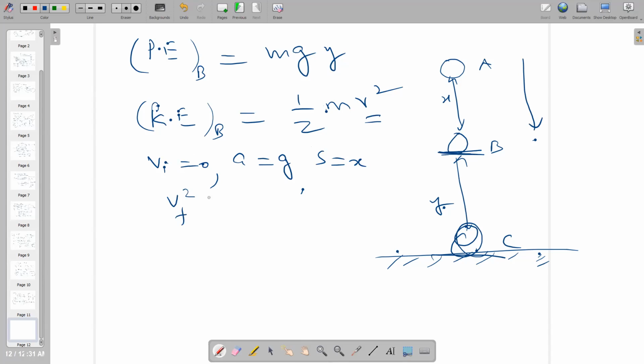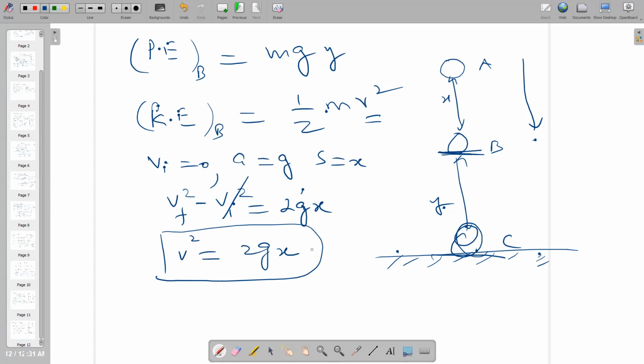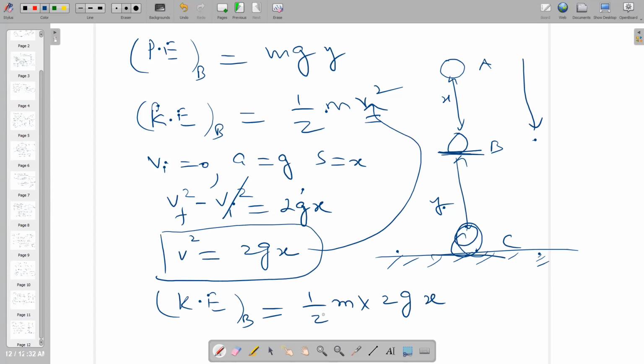So what will be the velocity at point B? Vf square minus Vi square is equal to 2ax, or 2gx. Vi is 0, so Vf is v. Suppose Vf is v, then v square will be 2gx. Now this is our v square value. Put this v square value here. Then kinetic energy at point B will be 1 over 2 m into 2gx. So 2 will cancel with this one, and the answer will be mgx.